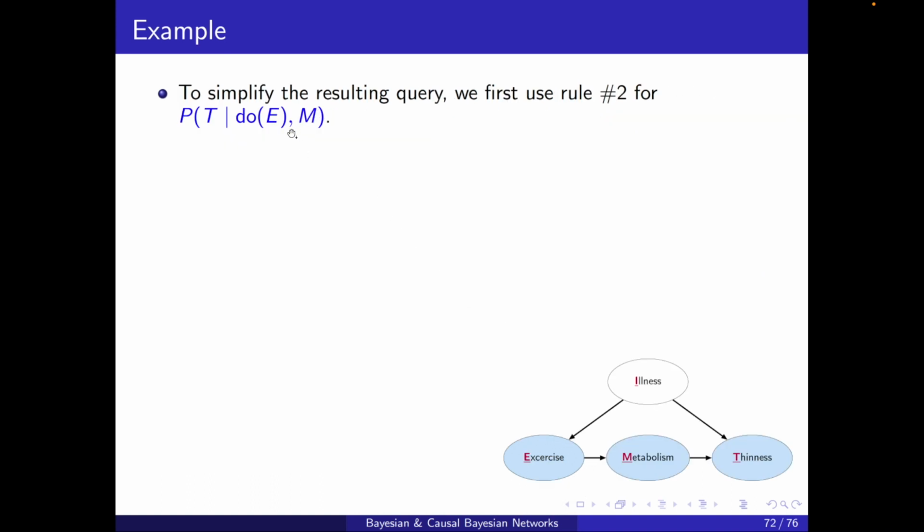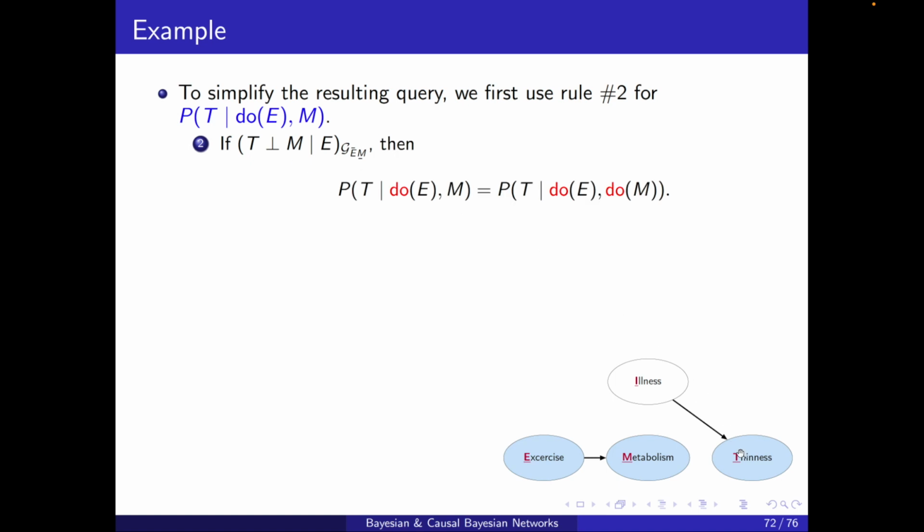To simplify this, I can use rule 2 to turn M into do of M. Okay, so I had from rule 2 that if in G of E, if I mutilate over E and remove the outgoing edges from M, and then if T and M would become d-separated, then I could remove the do here, or I could add it if it wasn't there. So you may say, why do we want to make it more complicated and add another do? We often want to remove it.